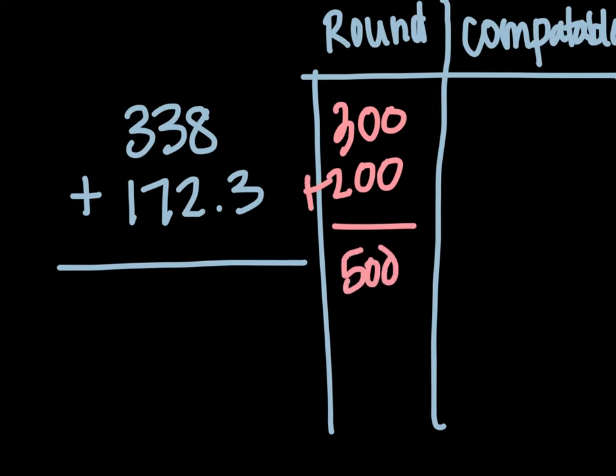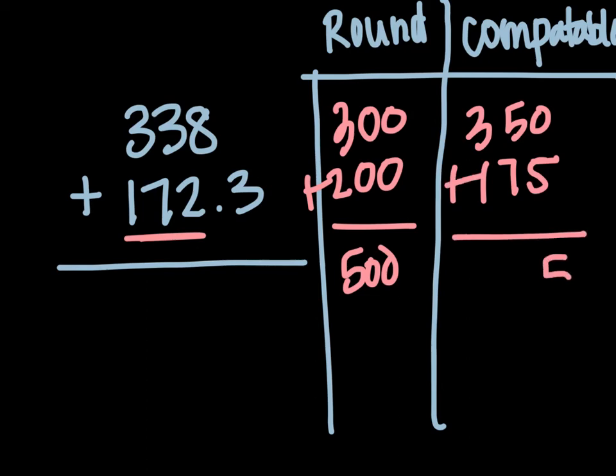Now using compatible numbers, 338 is going to go to 350, and 172.3 is going to round to 200, would be my closest 50, right? Or I actually could even take that 172 to, let's take that to 175 instead. So let's do 175 because that's way closer, right? So then let's add, we're going to get 3 plus 2 is 5, 525.